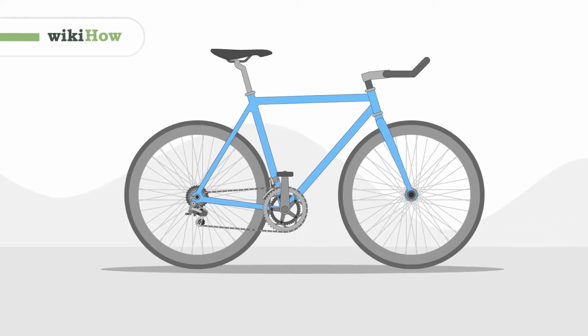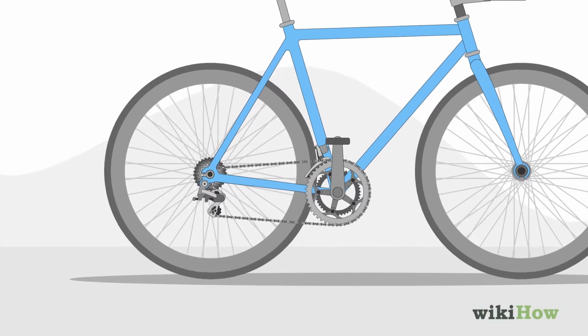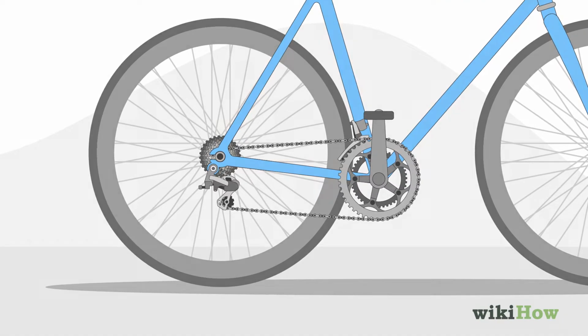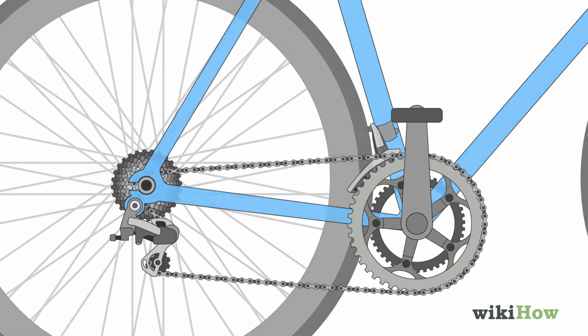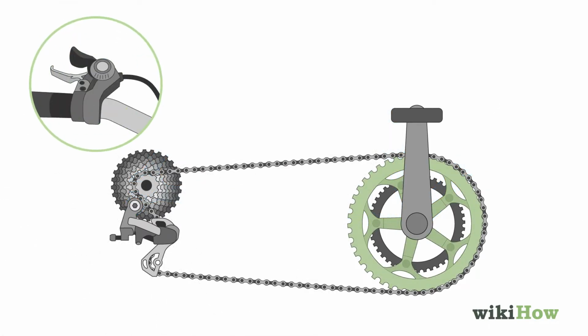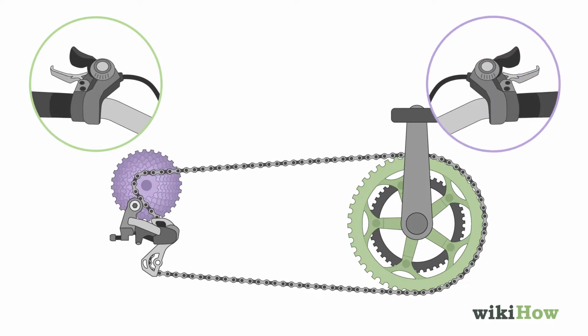Knowing when and how to shift into the right gear can make riding a bike much more comfortable and efficient. To shift the front gears on your bike, use the lever or grip shifter on the left handlebar. The shifter for the rear gears is located on the right handlebar.